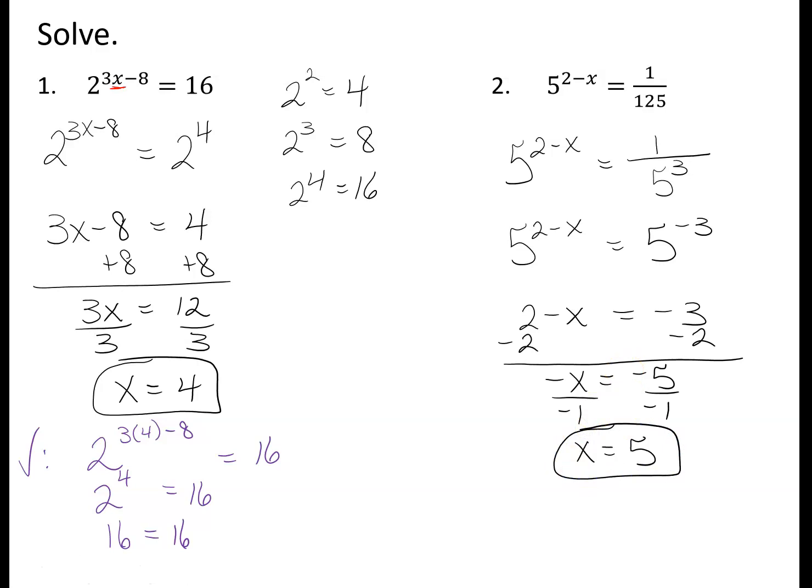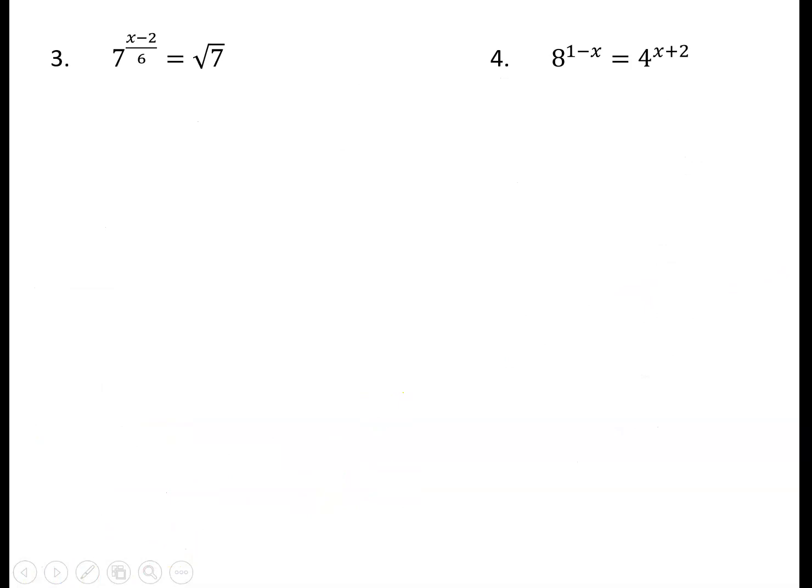We'll do a couple more like this using what we're calling method 1. Number 3. So this x minus 2 over 6 is in the exponent. It's kind of hard to tell that in this font. So my base is 7. On the right side then, I also want a base of 7.